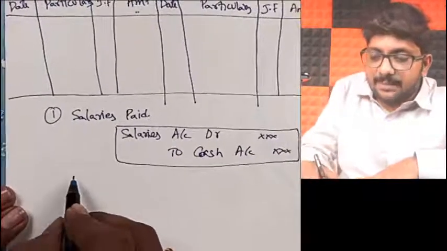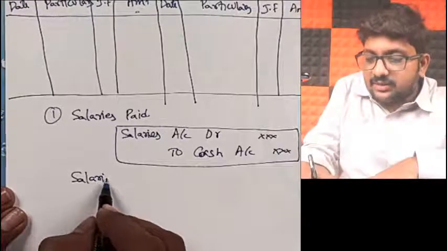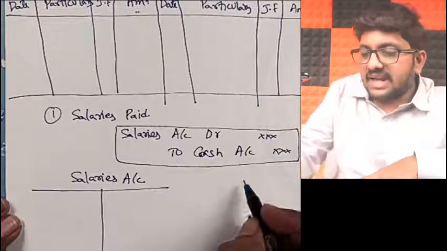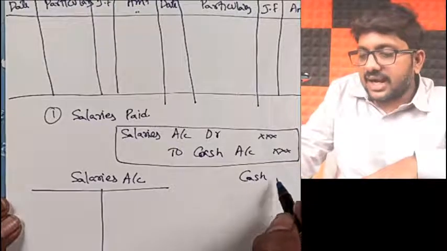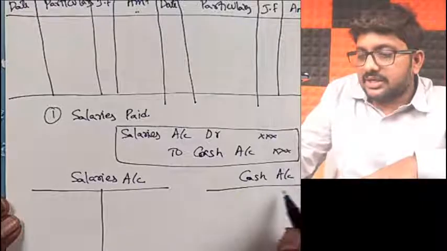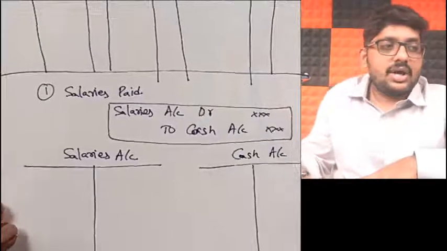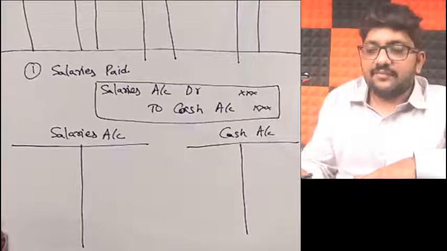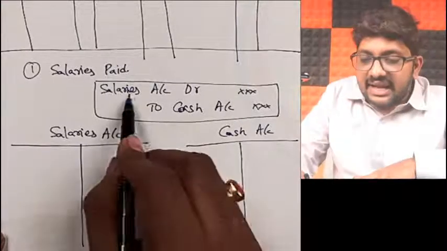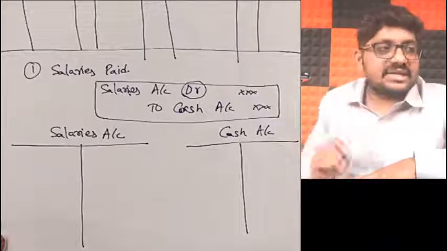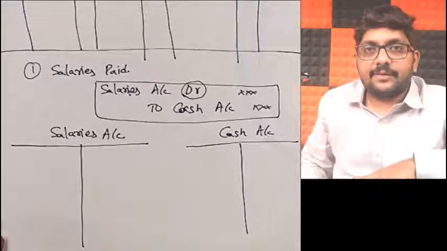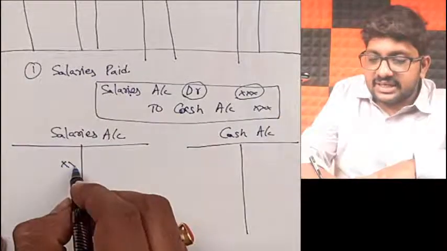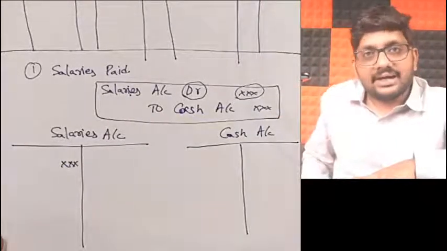I will have a separate ledger for salaries account, as well as a separate ledger for cash account. I'll have a ledger for both, salaries also, cash also. Now, salaries is getting debited. So what I have to do is write that amount on the debit side.